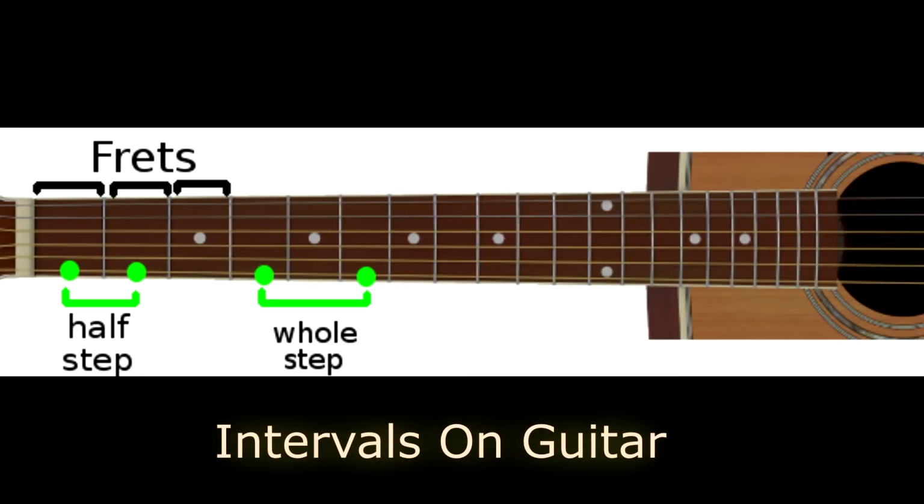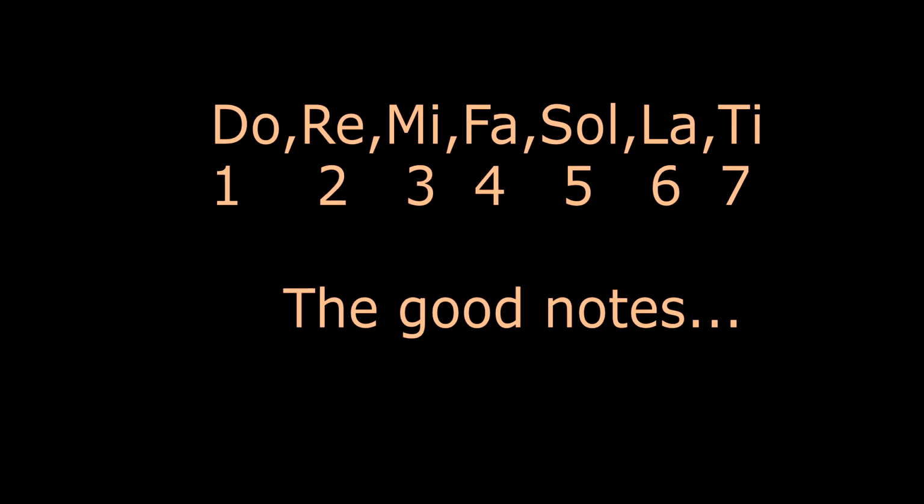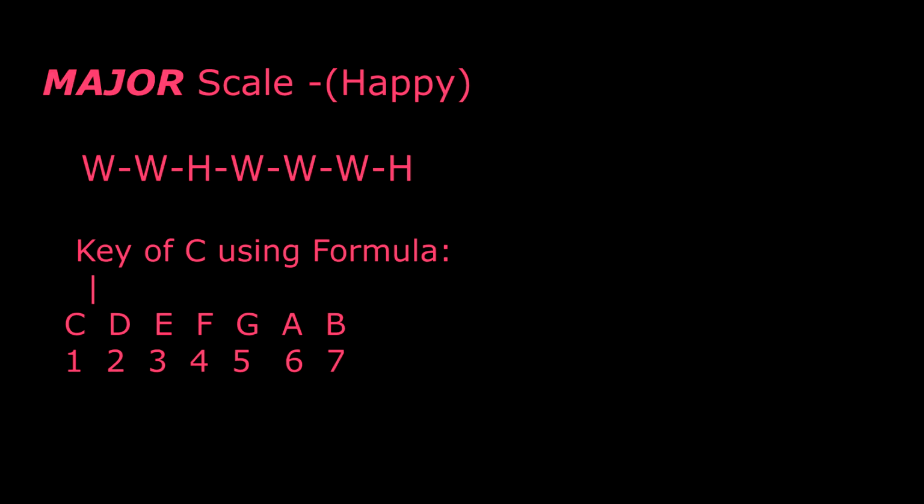Intervals are incredibly important in music. Intervals on a guitar, basic intervals: half step, whole step. Again, from 12 to 7 good notes. We all heard about do, re, mi, fa, sol, la, ti. Major scale. The formula is whole step, half step, whole step, whole step, whole step, half step.